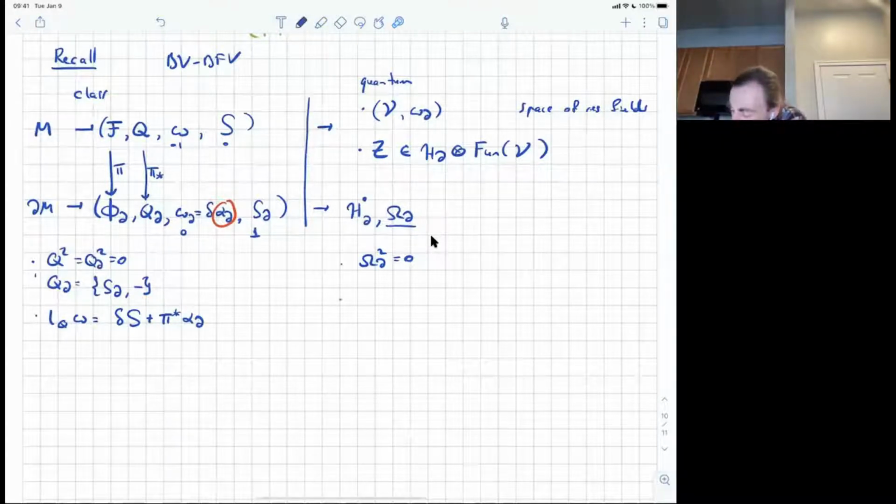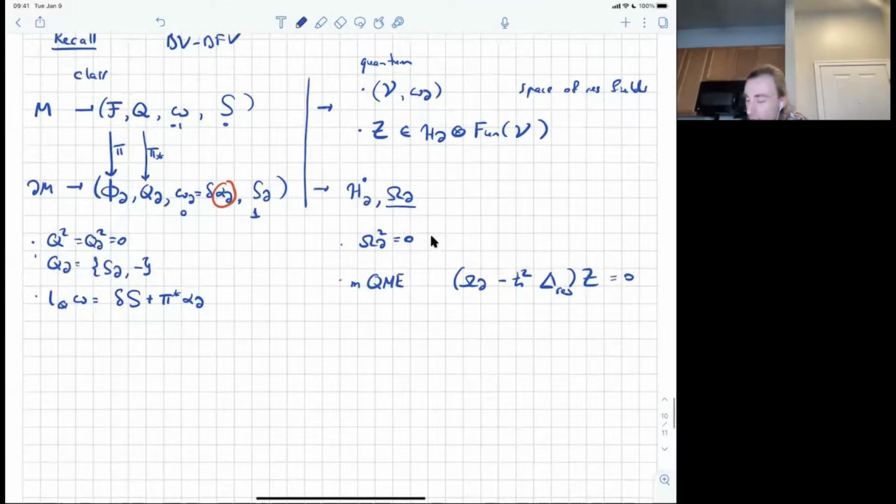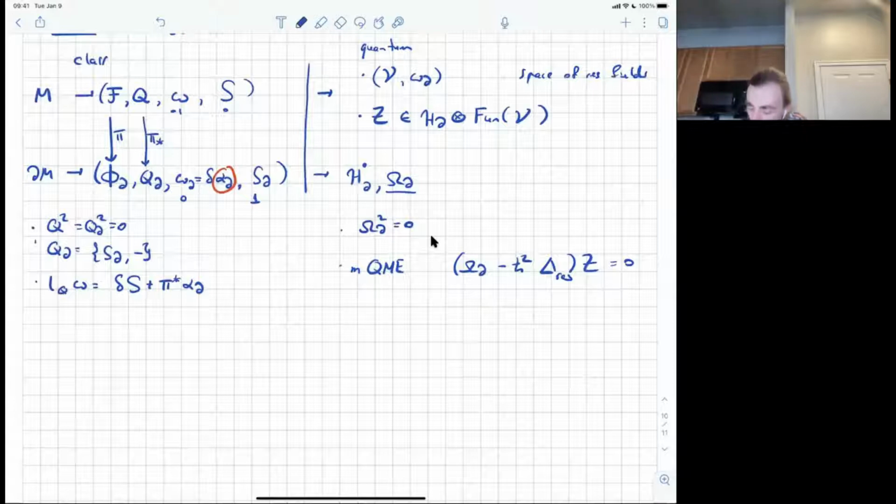Okay, and the structure relation here is the master equation, or modified quantum master equation. Modified stands for the contribution of the boundary. And it says that Z is killed by a certain operator, and that's just the sum of omega boundary and, with some coefficient, the BV Laplacian on the residual fields. So BV Laplacian corresponding to the odd symplectic structure. Okay, so this is the data, the quantum BV data.